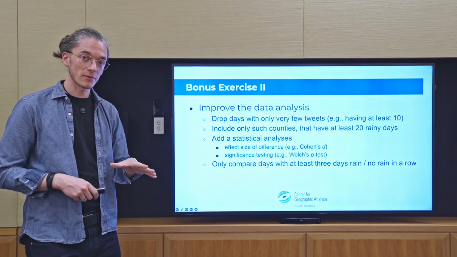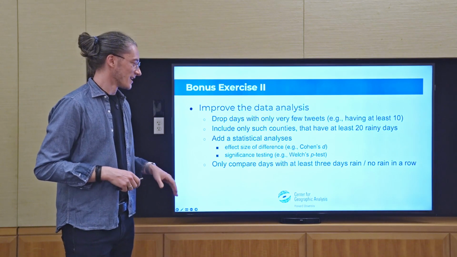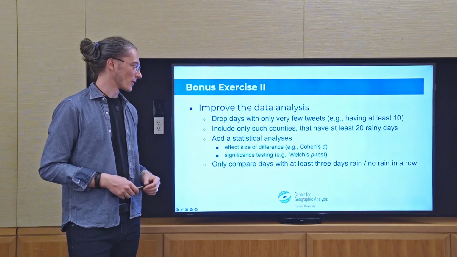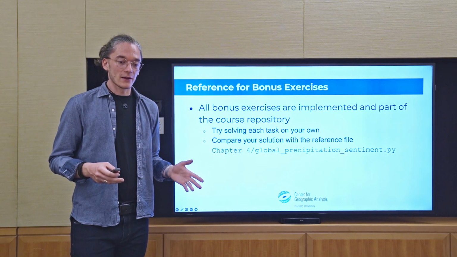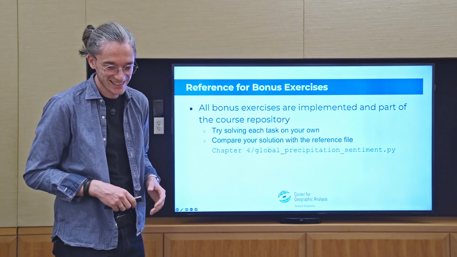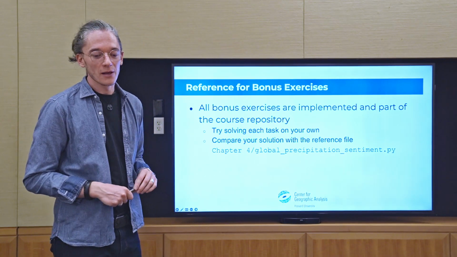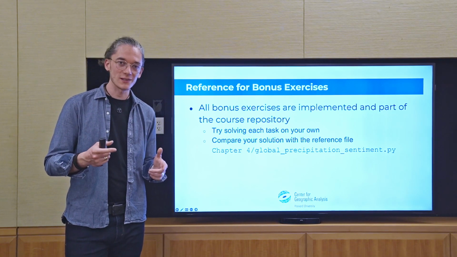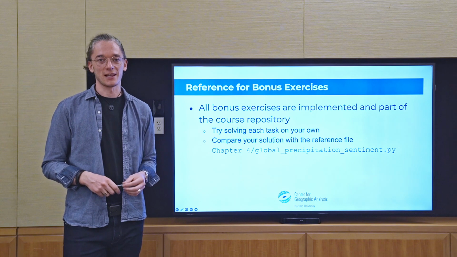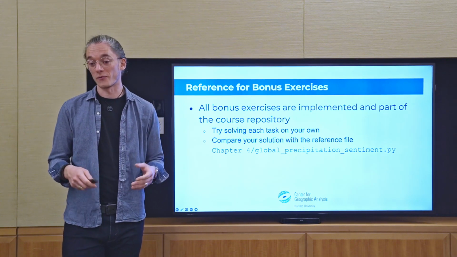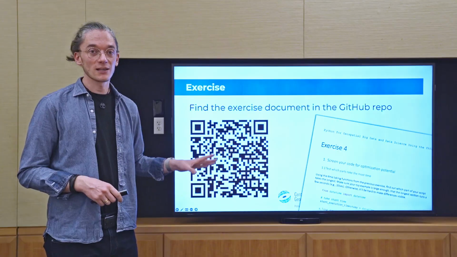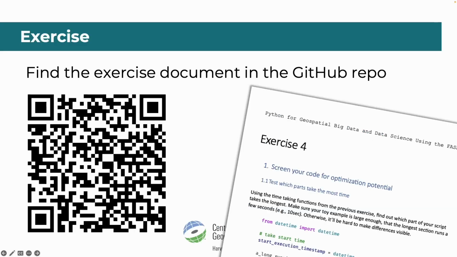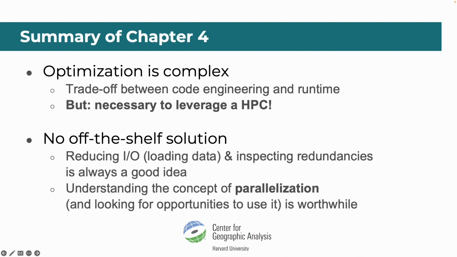That's also something that is implemented in the demo code. I said it now, I think you believe me. If you want to have some inspiration here, have a look at the references. You find it here: Global Precipitation Sentiment is the one file that implements all of these bonuses, all of these ideas that we discussed here in this last chapter, and I hope that is of help to you. Now, you find the exercise sheet as you used to, here by scanning this QR code or just in the Git repository, and then everything that's left to say for this chapter is the summary.